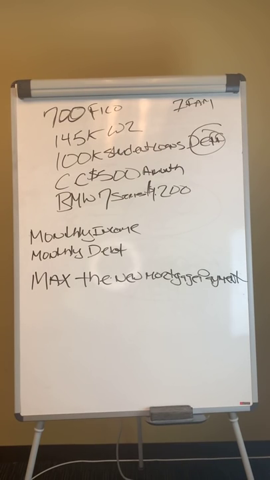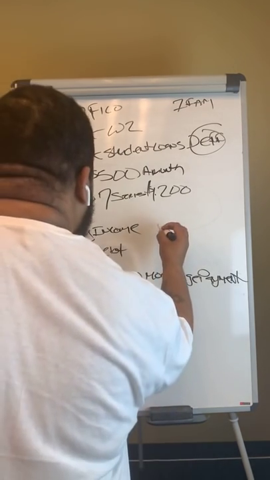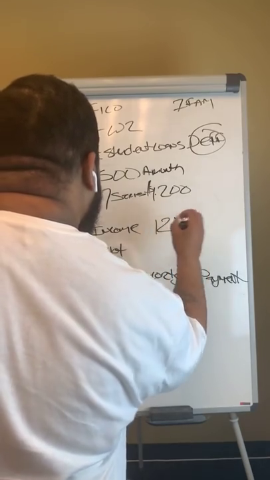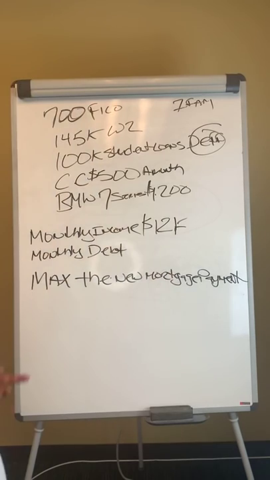Okay. All right. So we got the monthly income of 12 grand. Let's just call it 12K. Forget the 83. All right. How much is the monthly debt? Monthly debt.